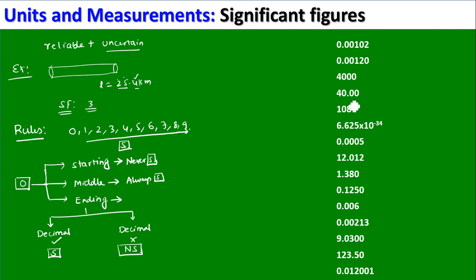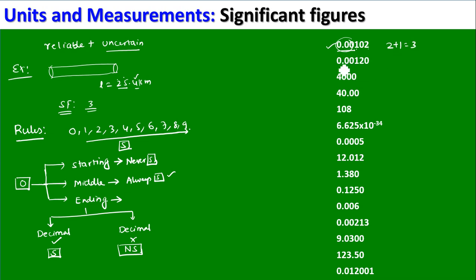So here, if you look at the first number, you have got 0.00102. These three zeros are starting zeros. Starting zeros are never significant, forget about them. Now this 1 is definitely significant, 2 is also significant. So 1 and 2 are definitely significant figures. Now what about this 0? This 0 is nothing but a middle 0. Middle 0 is always significant. So 2 plus 1, 3 is the number of significant figures here.